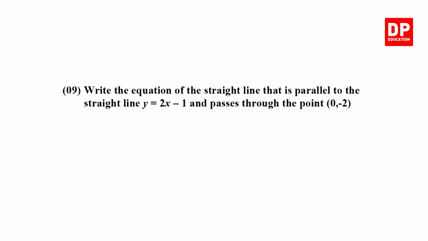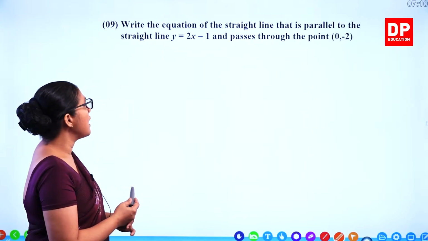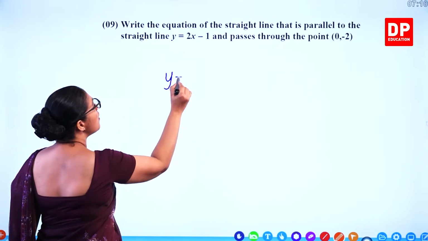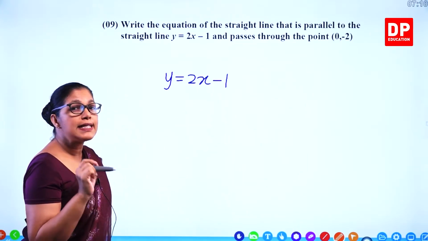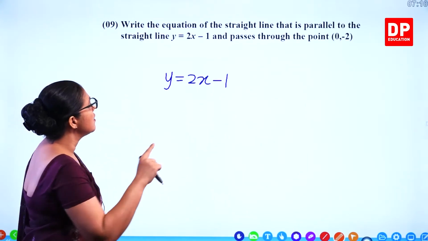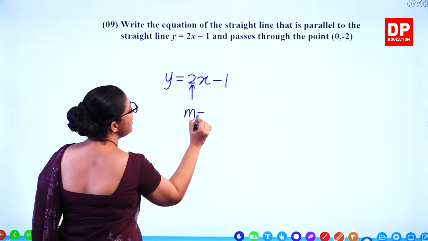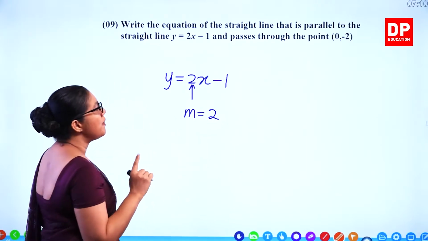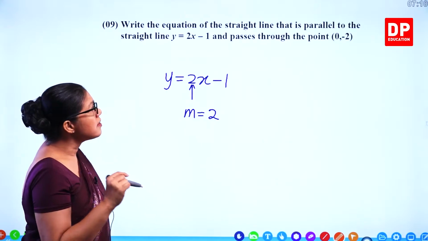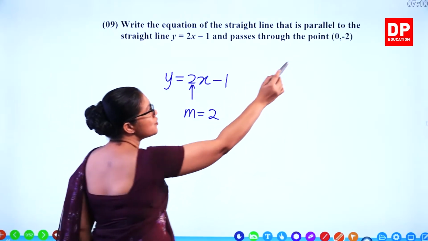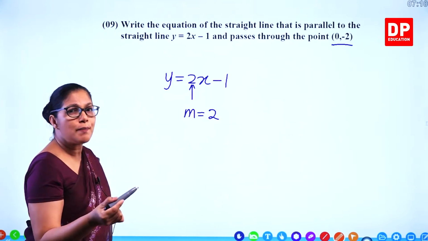Question number 9. Write the equation of the straight line that is parallel to the straight line y equals 2x minus 1. What does parallel mean? You get the same gradient. So the gradient is here. So definitely the gradient should be equal to 2 for the other line. Then it says it passes through the point 0, minus 2. What is this? When x equals 0, the y value is minus 2.